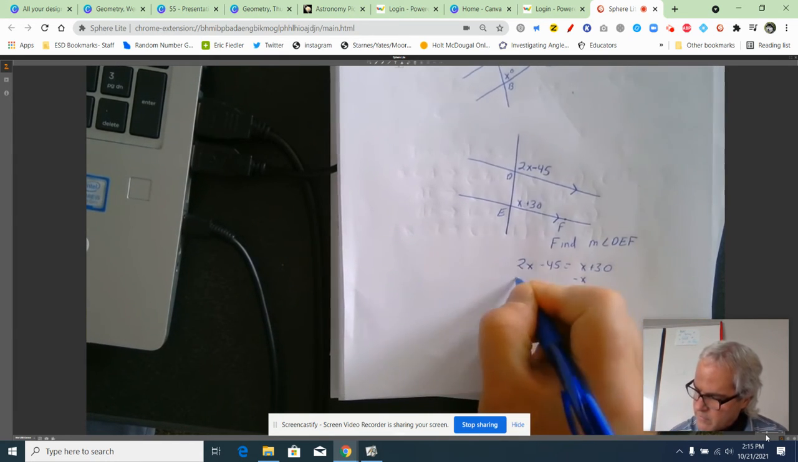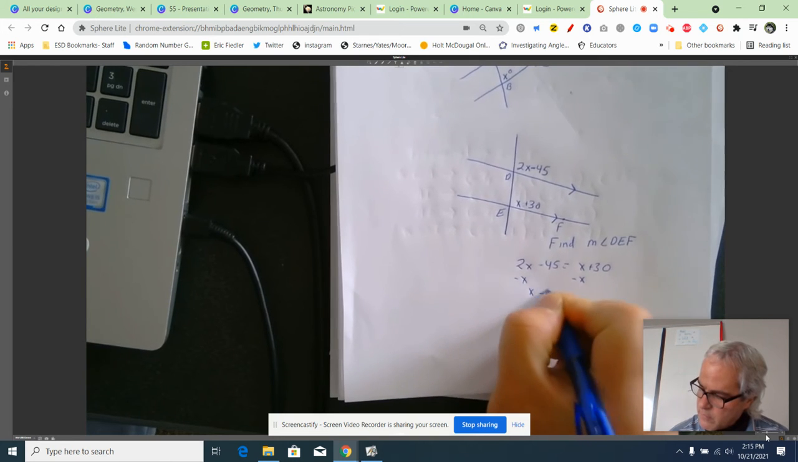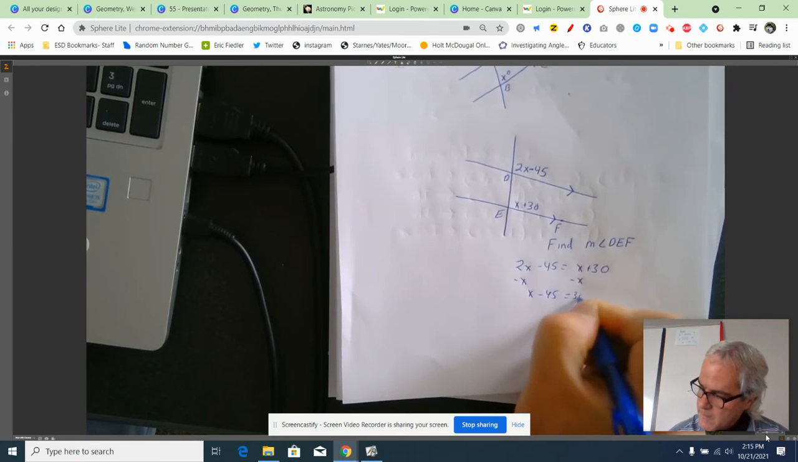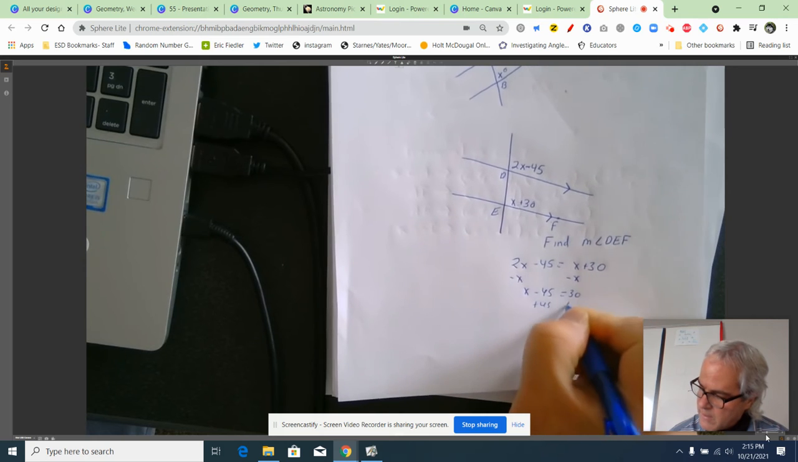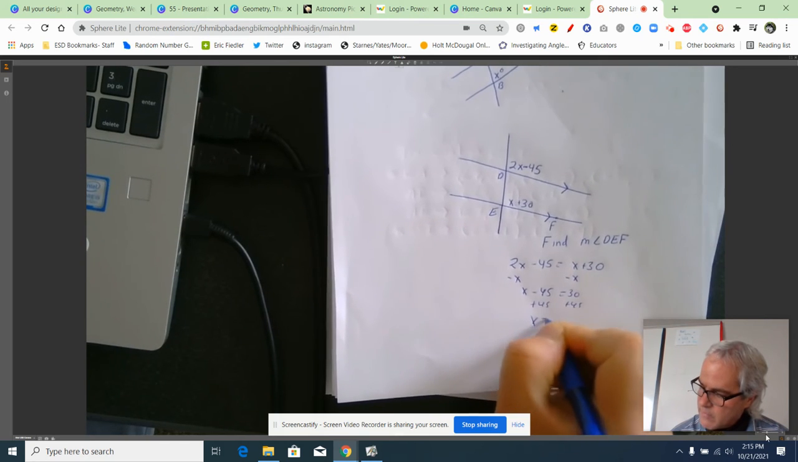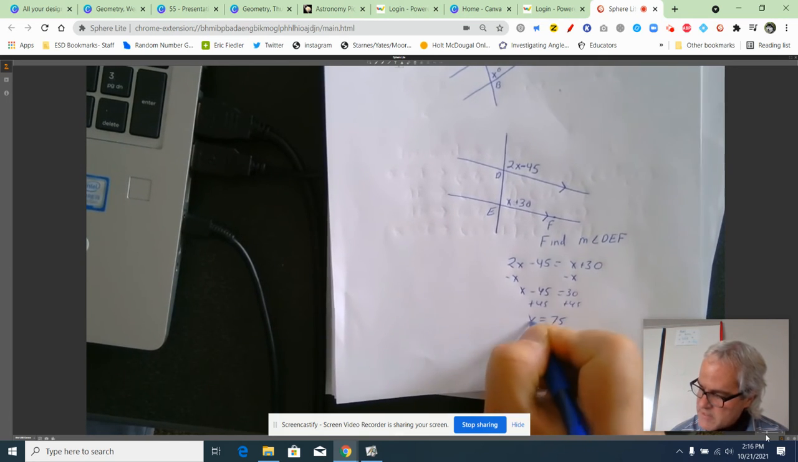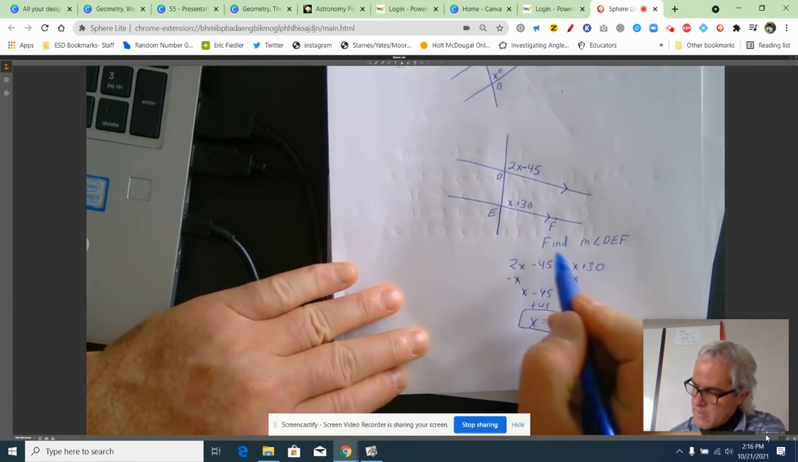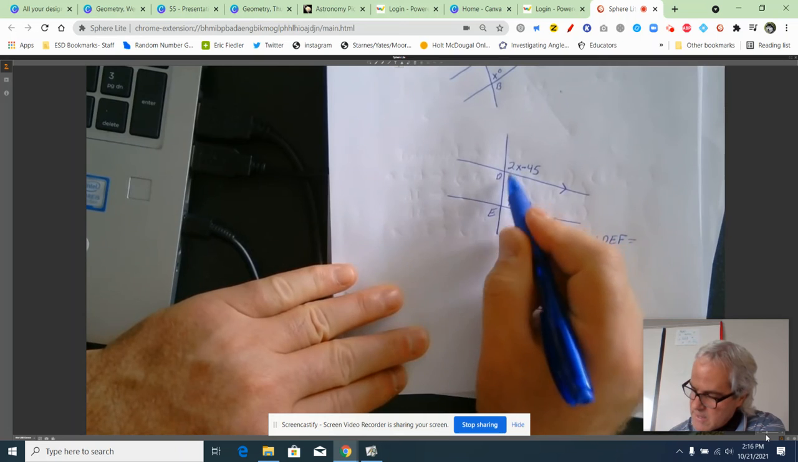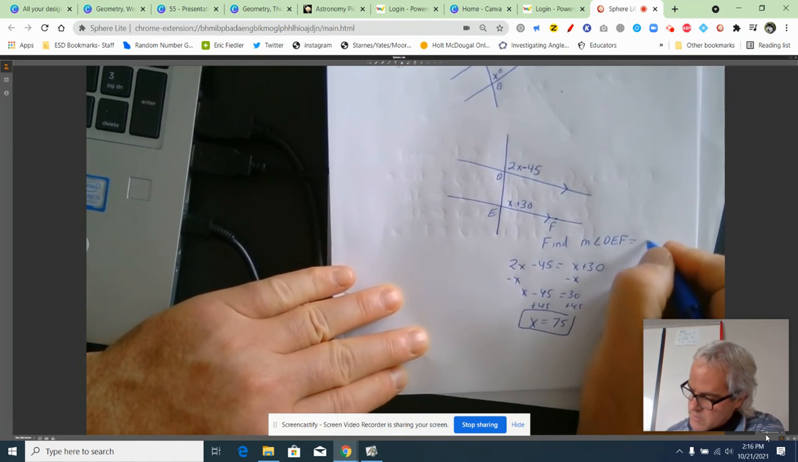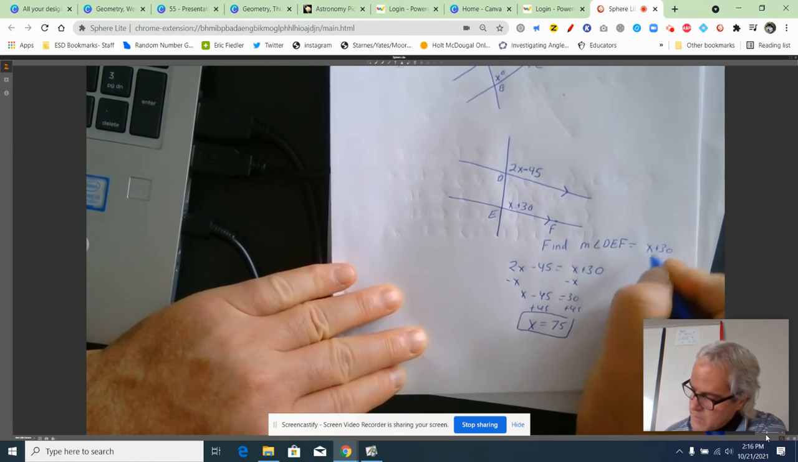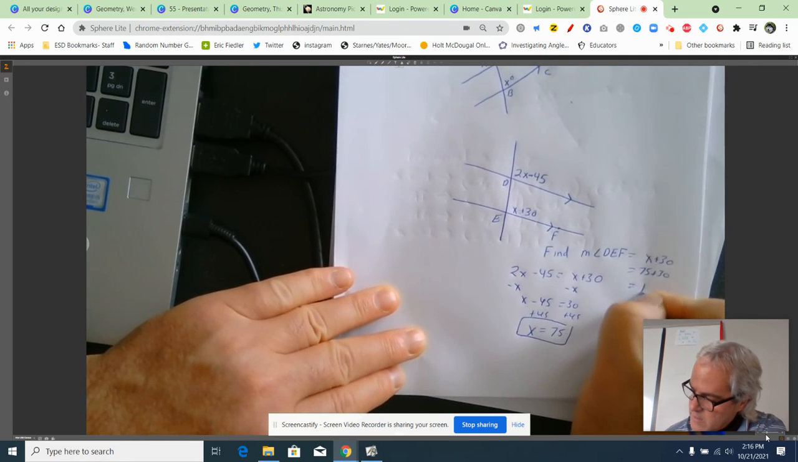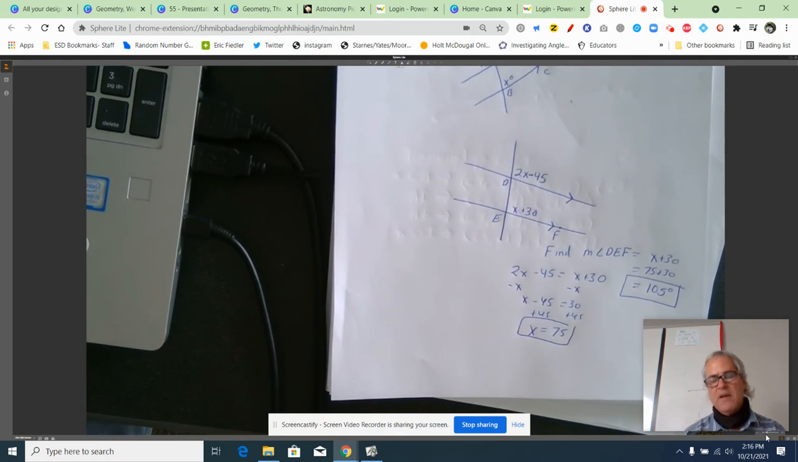Minus x from both sides. I get x minus 45 is equal to 30. Add 45 to both sides. I get x is equal to 75. Now, as always, I have to check. Is that the answer? And no, if you go back to the top, they said that we want to find the measure of angle DEF, which is x plus 30. Put in 75 plus 30, and I get the correct answer of 105 degrees. That is my final answer to that question.